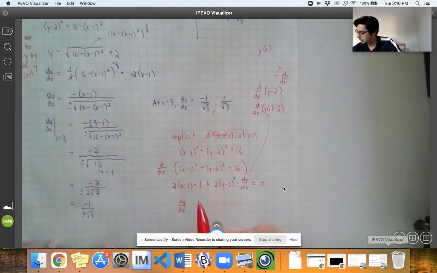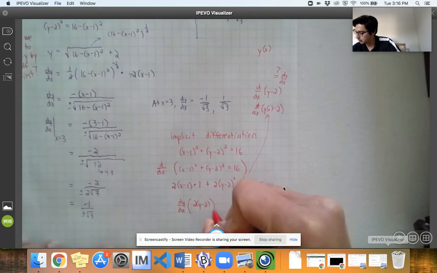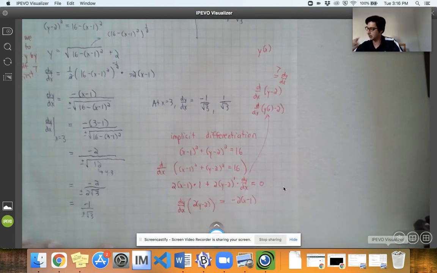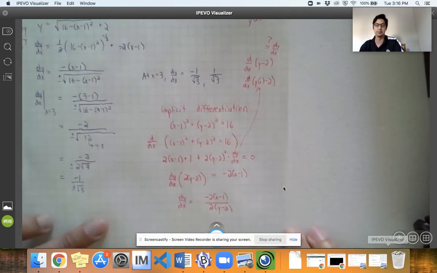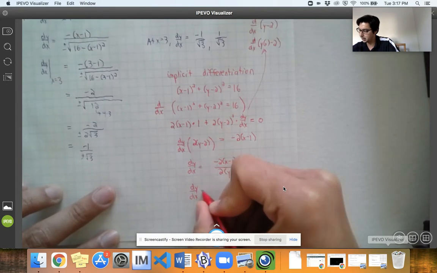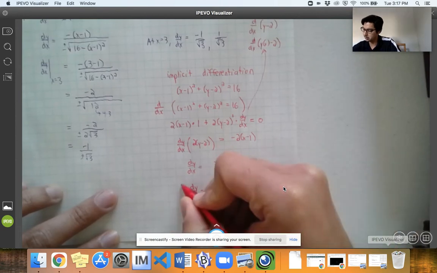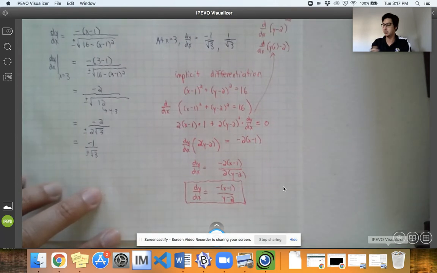So if we do that, I'm going to move that side over. So hold on. We have 2 times (y - 2) attached to the dy/dx is equal to negative 2 times (x - 1) if I subtract that over. And then divide this to both sides, and I will have dy/dx is equal to negative 2(x - 1) over 2(y - 2). Simplifying one step farther, dy/dx is equal to negative (x - 1) over (y - 2). And there is the derivative of that circle function.